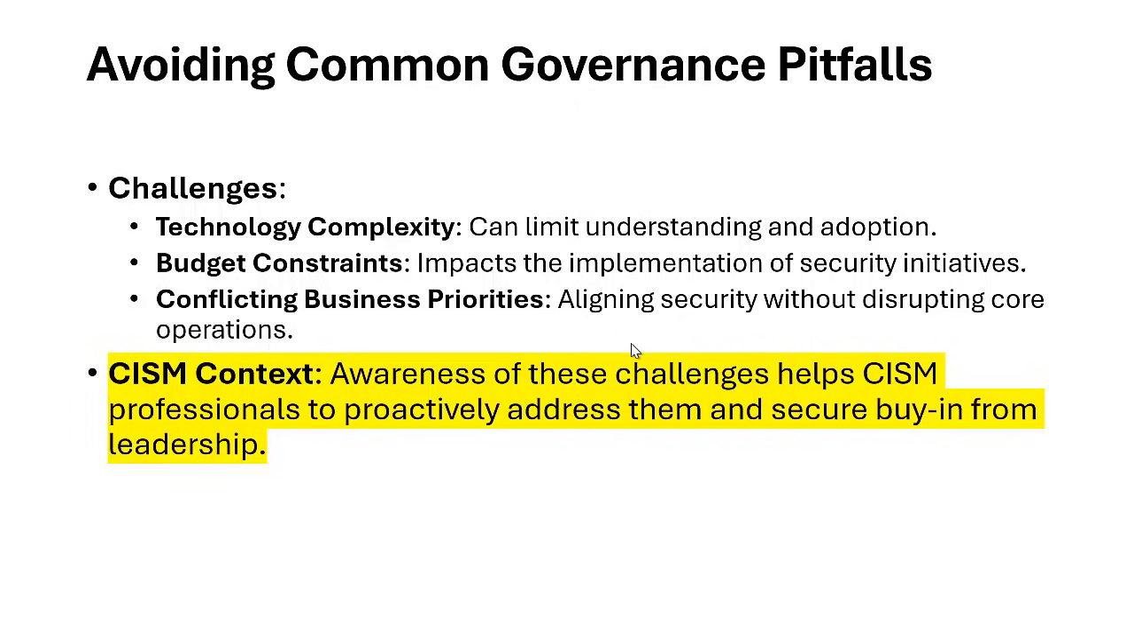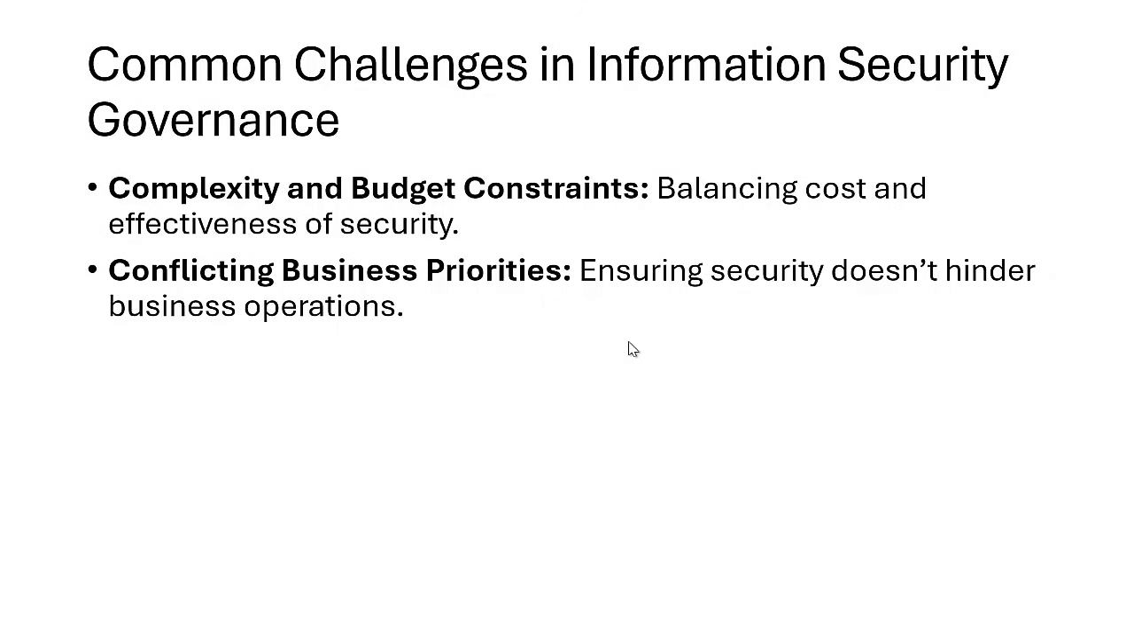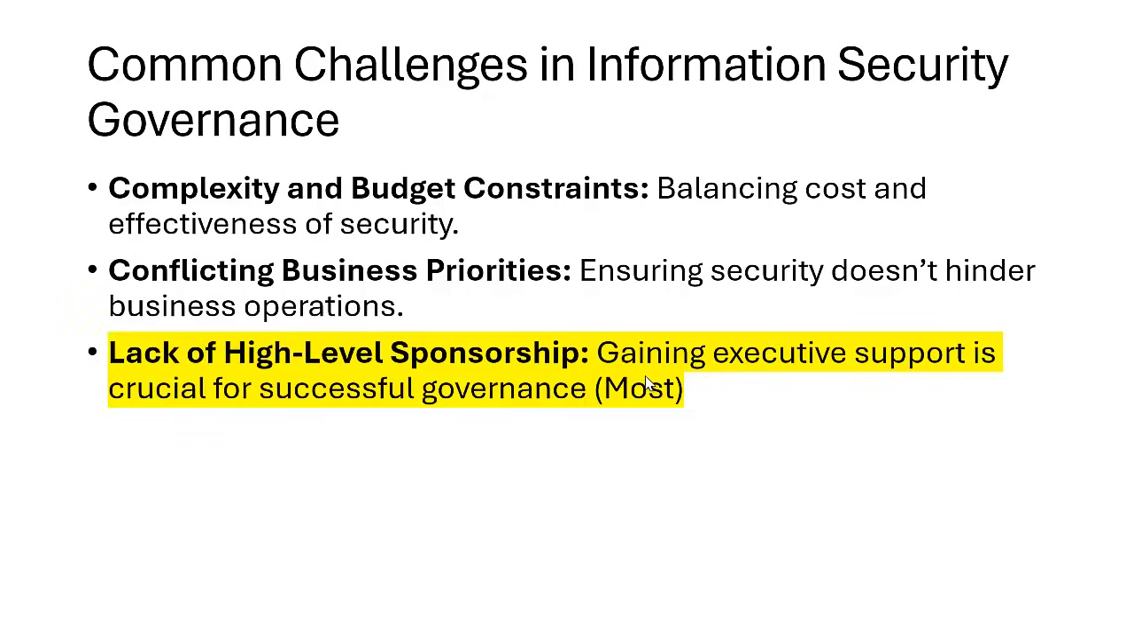Now we have some other challenges also, like complexities and budget constraints. Here you need to balance the cost and effectiveness of security. You need to handle conflicting business priorities, ensuring security doesn't hinder business operations. And third, without senior management, we can't implement anything. That's the most important part. So if you get all three options, select high-level sponsorship, because without leadership support, you can't implement information security governance in the organization.